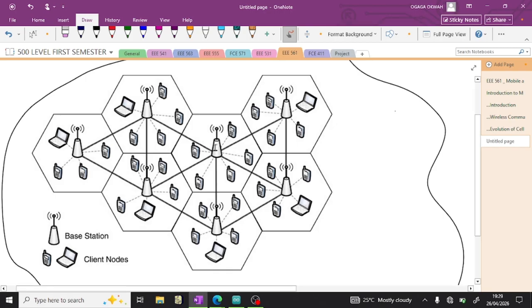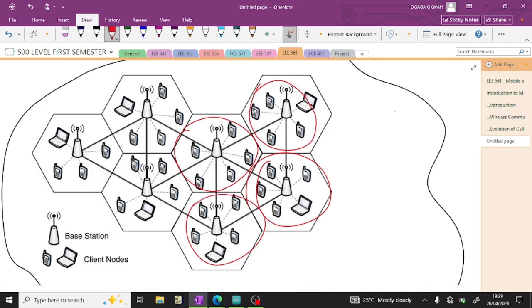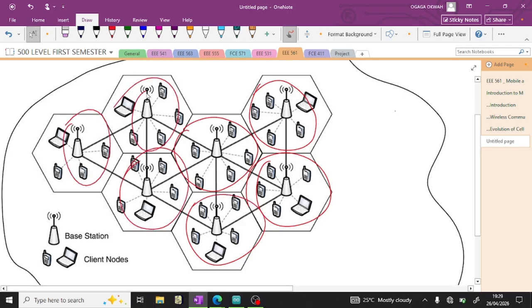That base station covers a certain range. The base station and the area it covers is called a cell. So this is one cell, this is another cell, this is another, and so on. Are we getting it? So communication where we use cells is the idea of cellular communication.